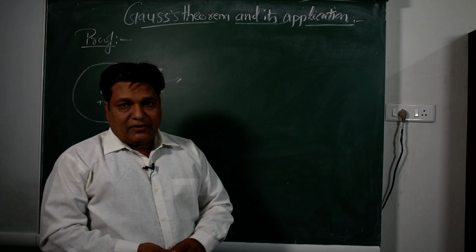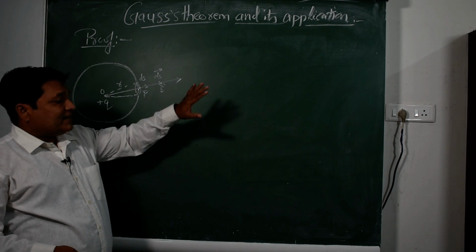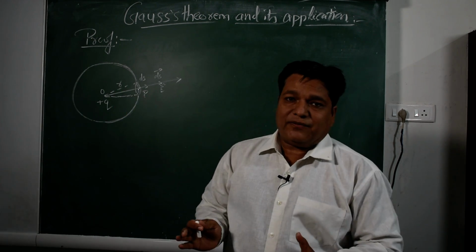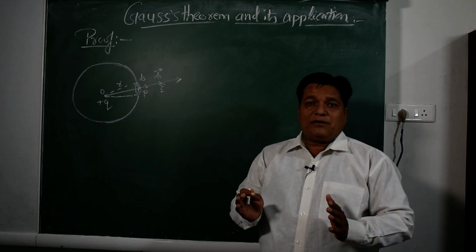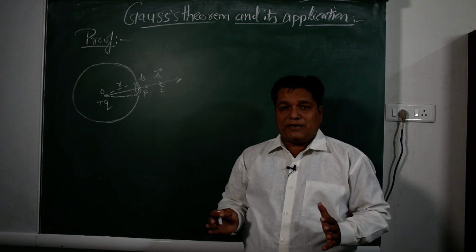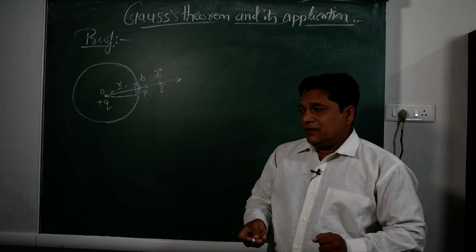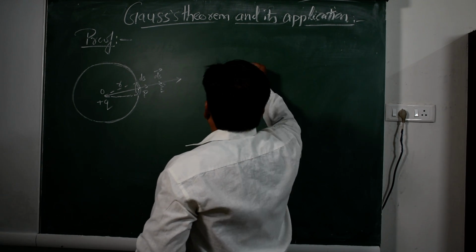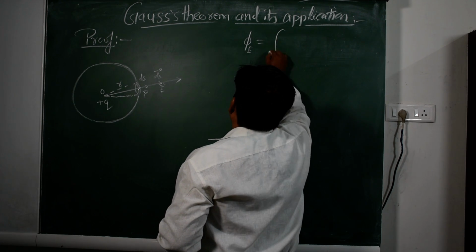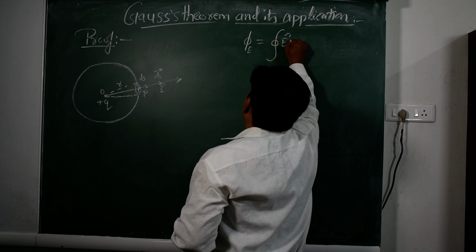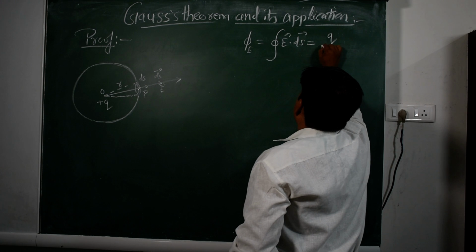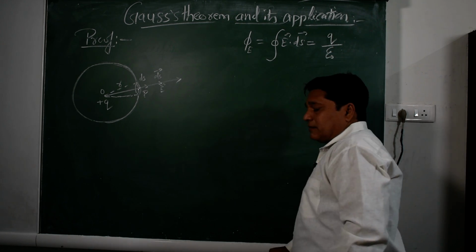We have already discussed that if a closed surface is there, then the total flux linked with the closed surface is equal to 1 by epsilon naught times the net charge enclosed in the closed surface. According to the statement, total flux phi of E is equal to the closed integral of vector E dot vector ds, which is equal to q upon epsilon naught.